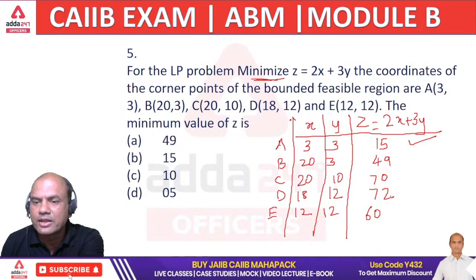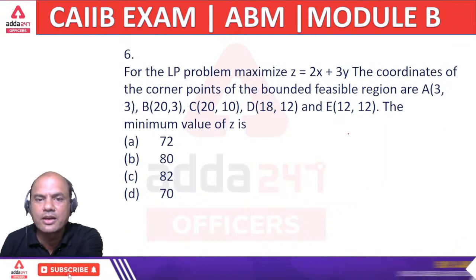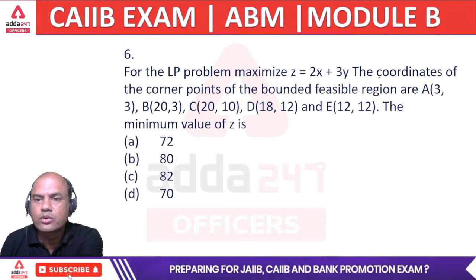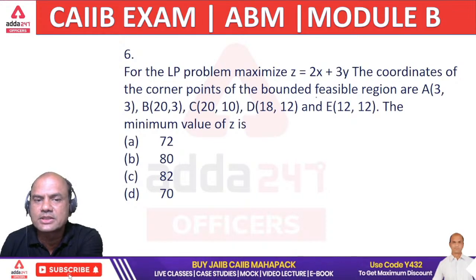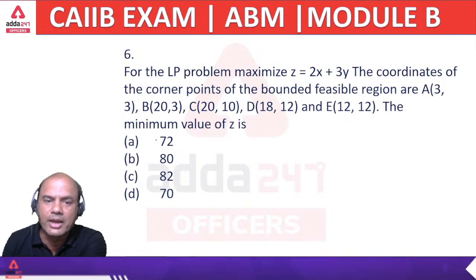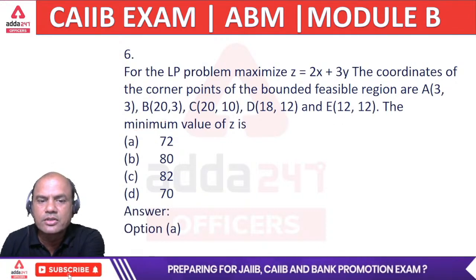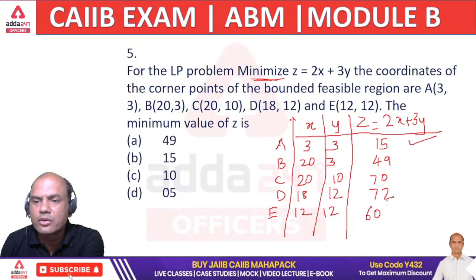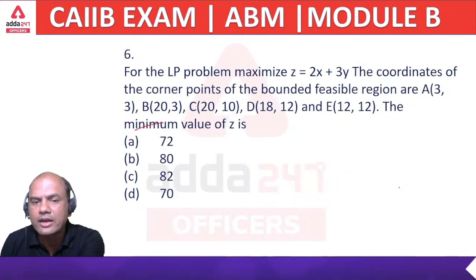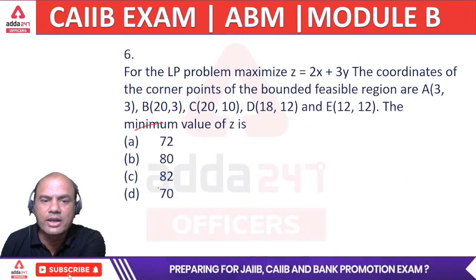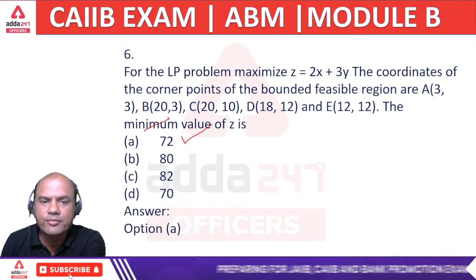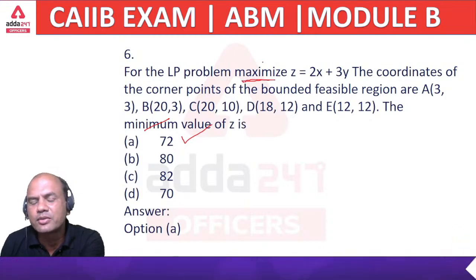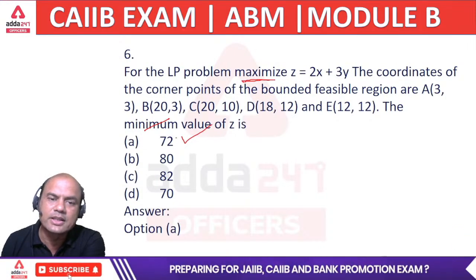So what was the maximum value? Z. And what was asked over here? Maximize this. The coordinates of the corner points of this are given. So it should be the maximum value. Maximum value of z is, what is the answer? 72, right? Just now we saw it over here. 72. See, this is the answer at point D, right? The question given is maximize, so you have to find the maximum value. It's that simple, right? So the answer is 72.